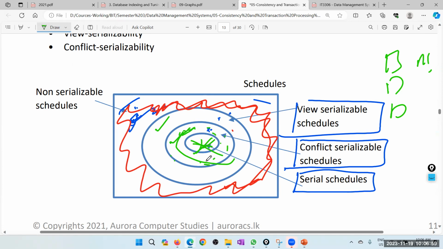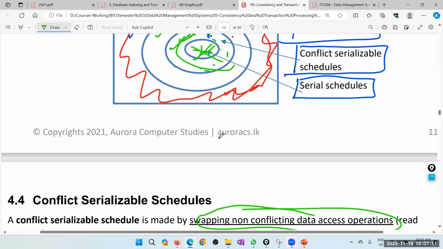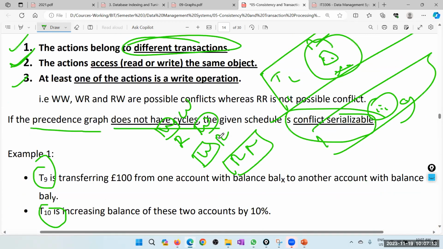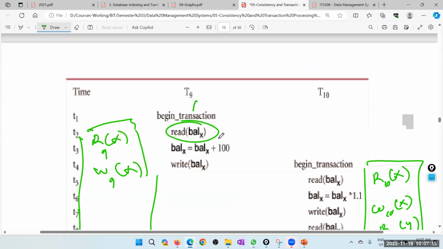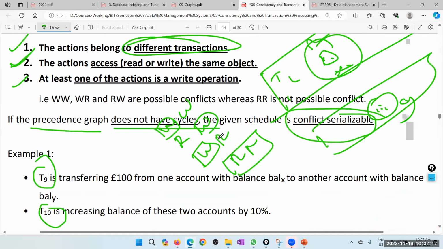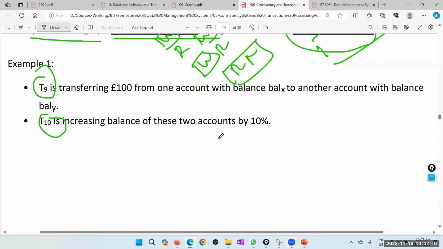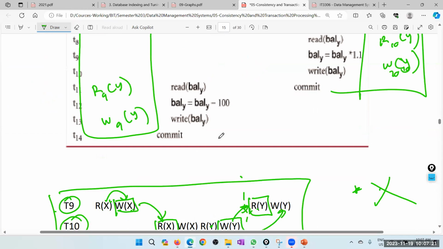So what we have told is it is not serial and it is not conflict serializable. We are not saying that it is invalid. What we are saying is it is not serial or conflict serializable, because the question says check whether it is conflict serializable. Still we have not discussed view serializability.